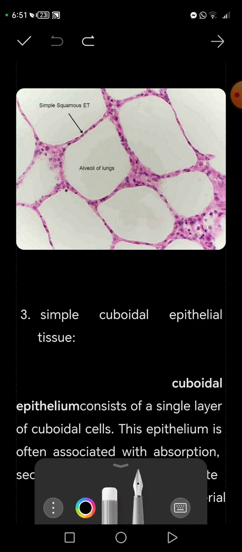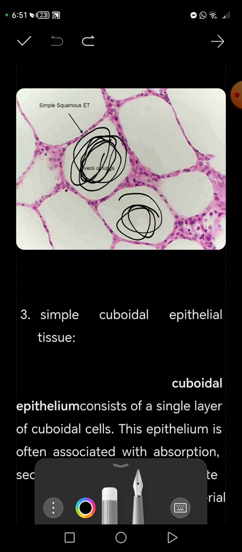This is the air in the alveoli, and alveoli are parts of the lung. Those are the air, and this is the simple squamous epithelial tissue.